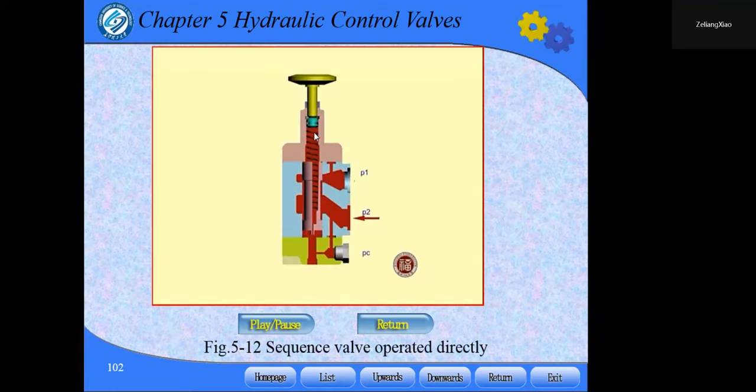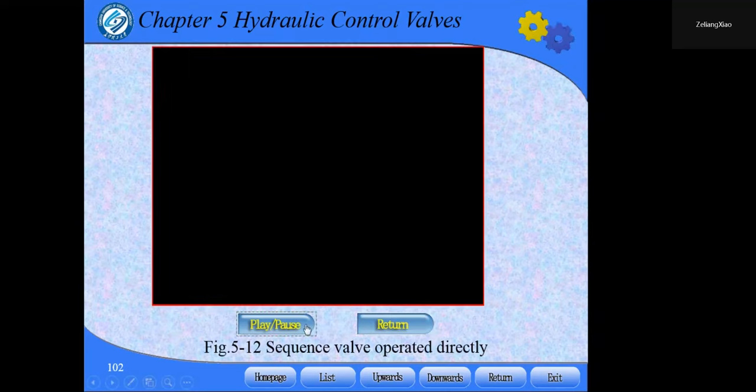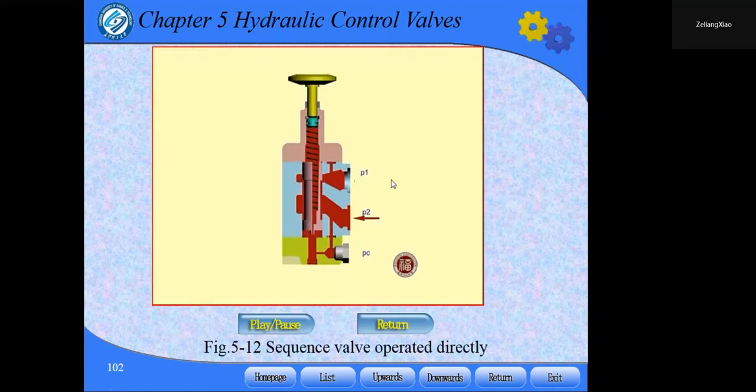The valve makes the valve be compressed, then go out the outlet.